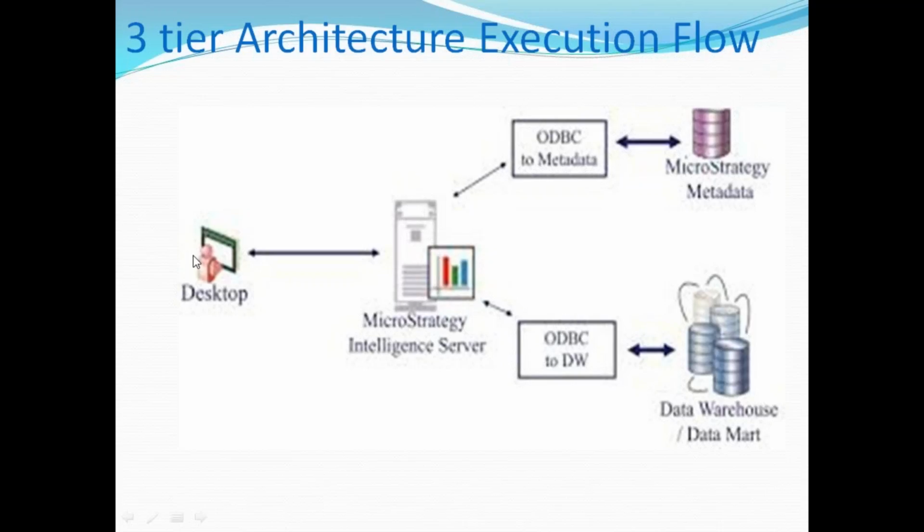Okay, fine. So you have a desktop, and from the desktop the control goes to the server, and the server checks whether the data is cached or not. If it is cached, it brings the data onto your report. If it is not cached, then it goes to metadata, collects the object definition, then comes back to the server, then goes to the data warehouse, collects the data, and displays it on the report. So this is again straightforward. The only thing here is that it does various functionalities on the three-tier connection.